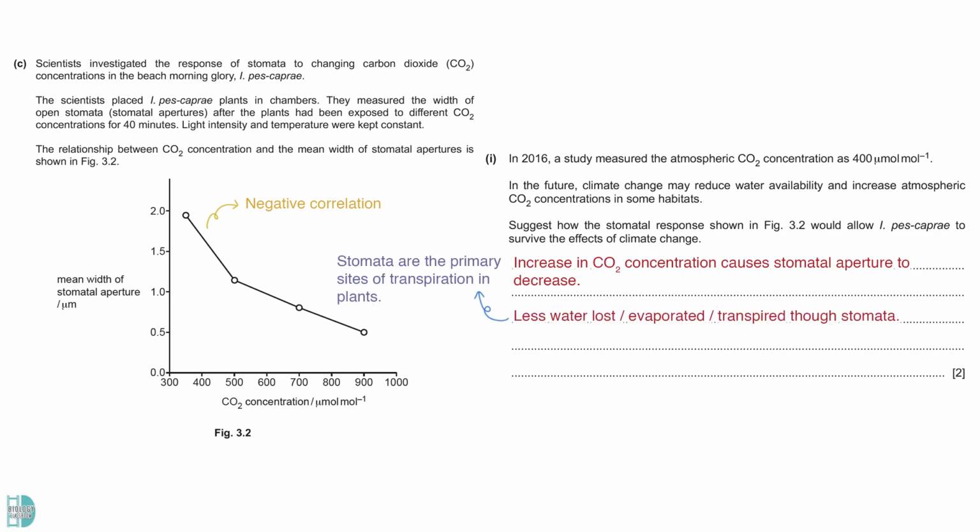Stomata are the primary sites of transpiration in plants. When the aperture decreases, less water loss occurs as the rate of evaporation and diffusion decreases. This allows plants to survive in low water availability or dry conditions by preventing excessive water loss.